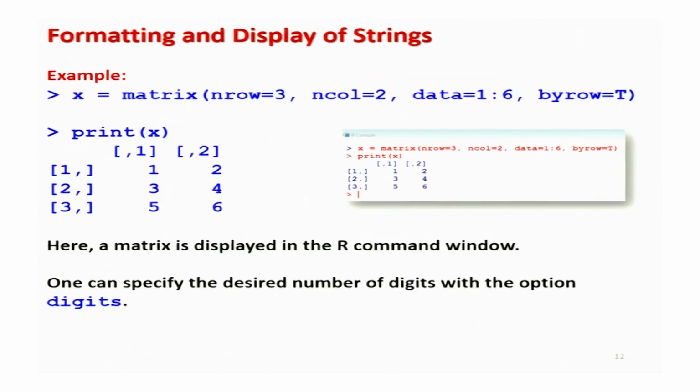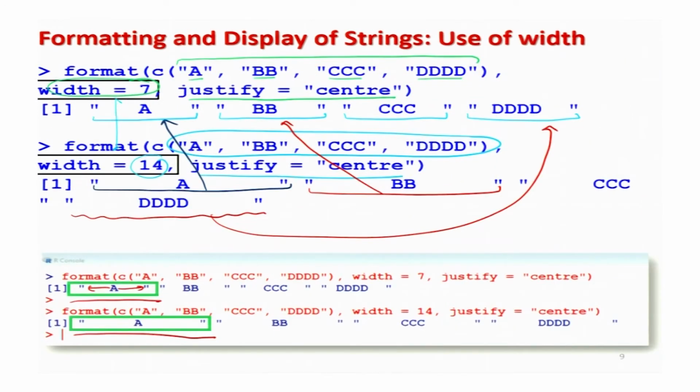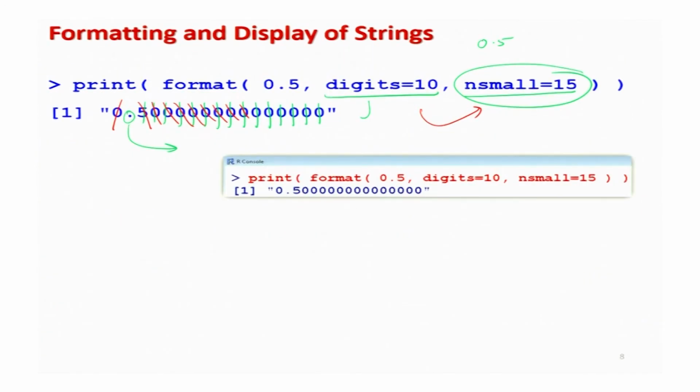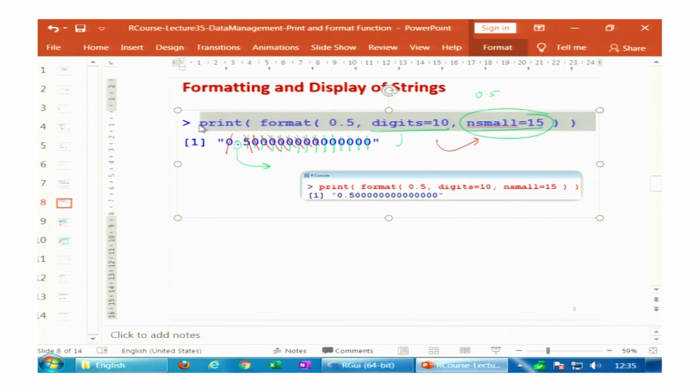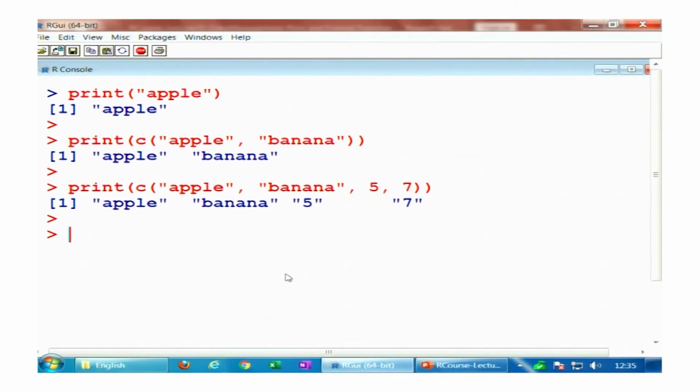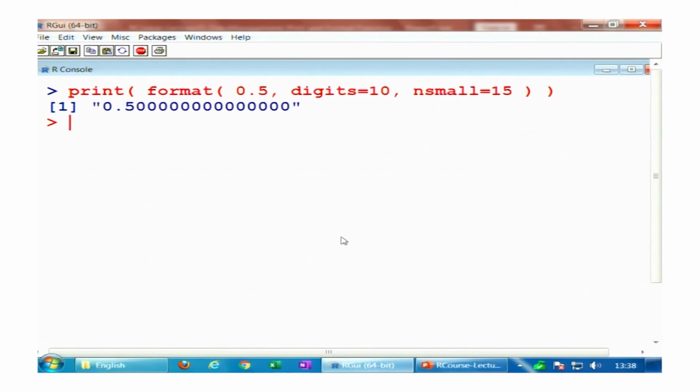So, why not do these operations first on the R console and see what they do. Let me take the first print command of 0.5. Let us first see this option, where I print 0.5 with digits equal to 10 and n small equal to 15, and you get this outcome. Now let me show you what happens if you use one of the options.